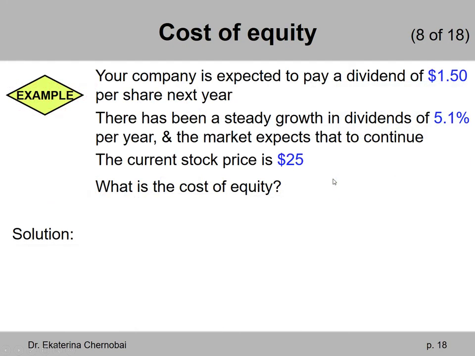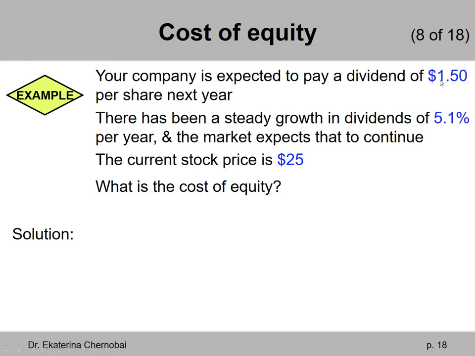Let's do some examples. Your company is expected to pay a dividend of $1.50 per share next year. There has been a steady growth in dividends of 5.1% per year, and the market expects that to continue. The current stock price is $25. What is the cost of equity?